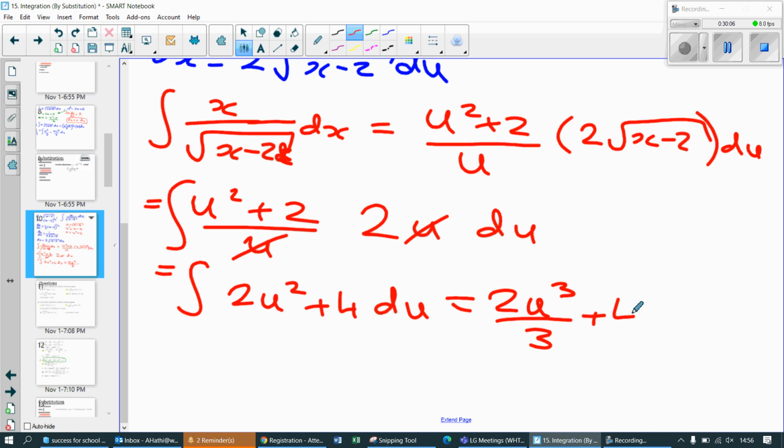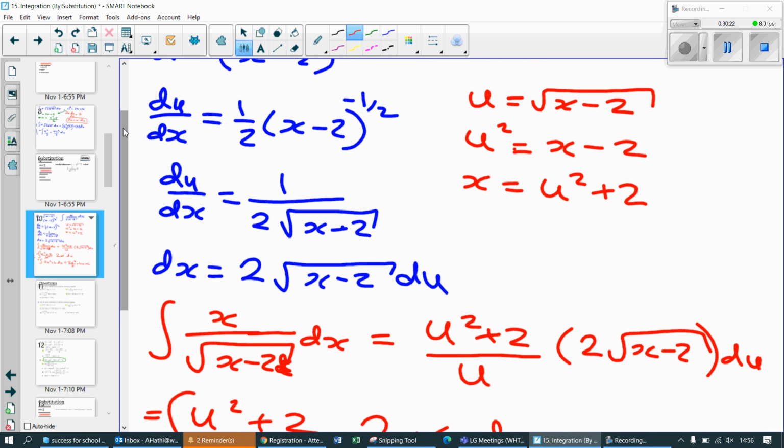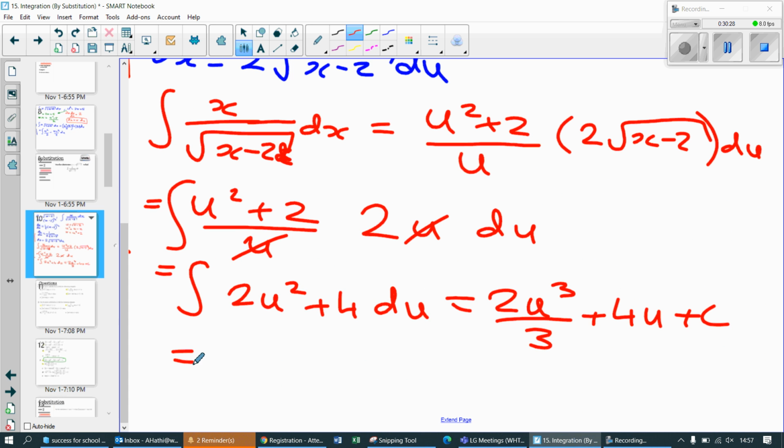Plus that. Everyone happy with that? And then you substitute back in. So remember, u was equal to x minus 2 to the half. So let's substitute back in. So that is now 2 over 3 x minus 2 to the power of 3 over 2 plus 4.